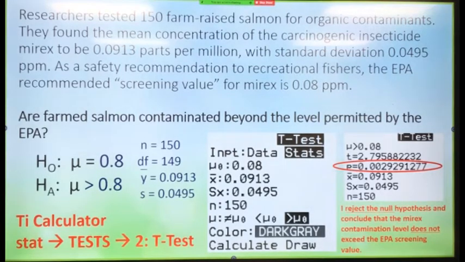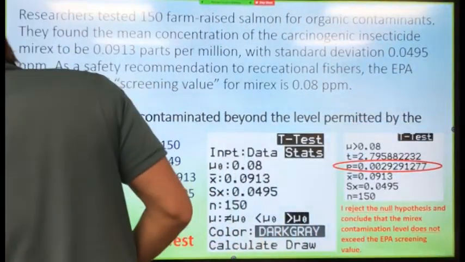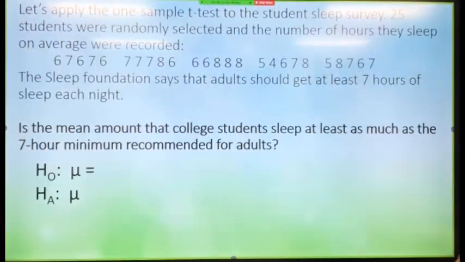Any questions on that? Okay. Now what if you weren't given the statistics? What if you were given data you had to input? So let's apply the one sample t-test to the student sleep survey. 25 students were randomly selected and the number of hours they slept on average were recorded: 6, 7, 6, 7, and so on.